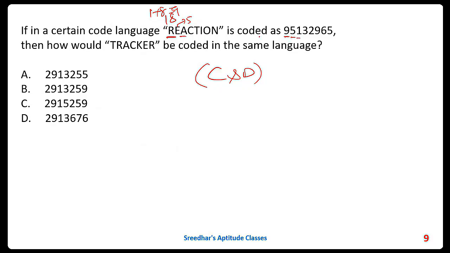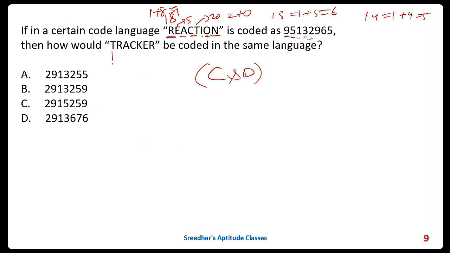A is 1 as it is. C is 3 as it is. T is 20, and 2 plus 0 is 2, so replaced by 2. I is 9 as it is. O is 15, 1 plus 5 is 6. And N is 14, 1 plus 4 is 5. So all the letters with two-digit position numbers are replaced by adding the digits.